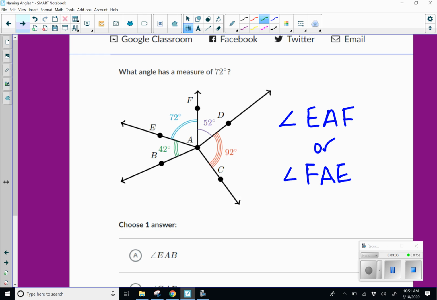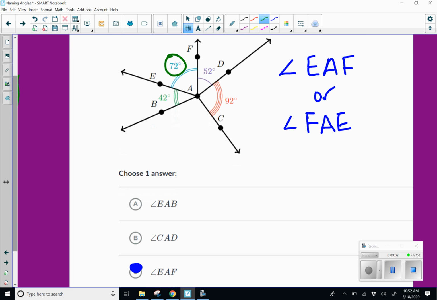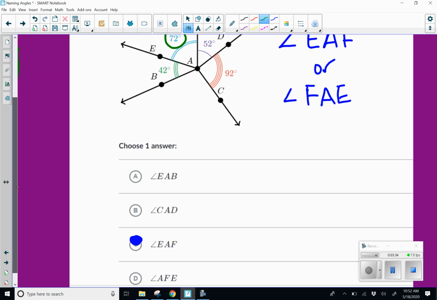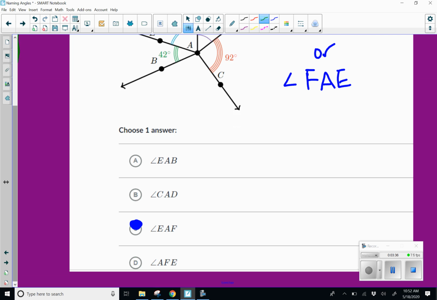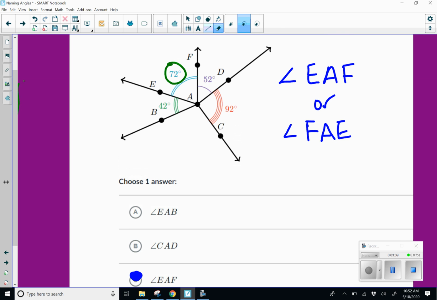All right, let's take a look at another one. It says, what angle has a measure of 72 degrees? Well, right here I can see my 72-degree angle. I can't call this angle A because the vertex is part of several other angles here. So we'll have to use the endpoints to name this. So you could either call it angle EAF or angle FAE. So let's take a look at the answer choices down here. And as you can see, angle EAF is one of the options. So that is the correct answer for this one. Let's try another one.